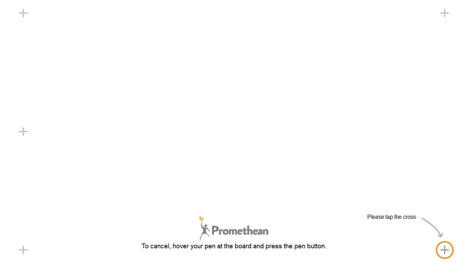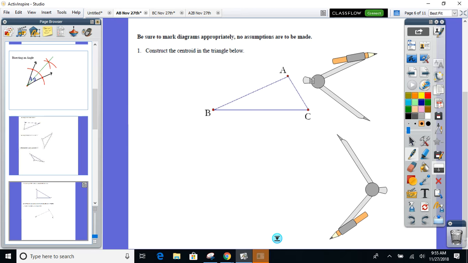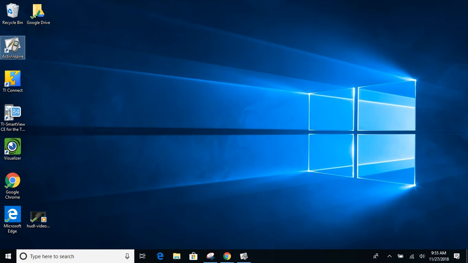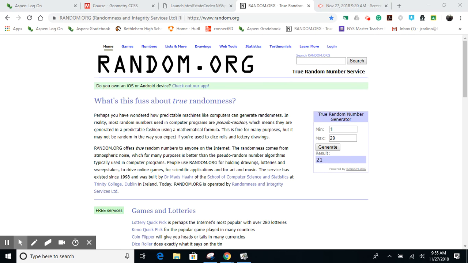Centroid. Intersection of the what? Medians. You only need to do how many medians? 2. Where do medians go to? Midpoints. Sure, why not? Yep, just keep going.